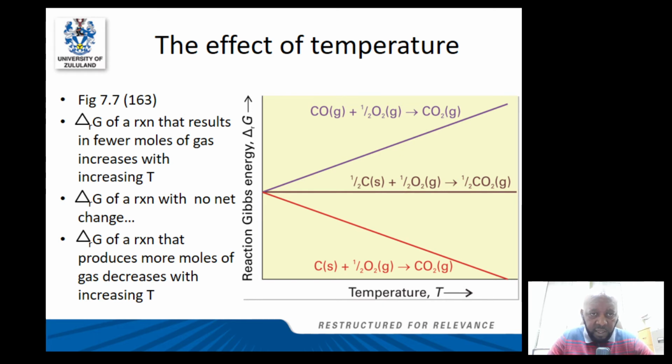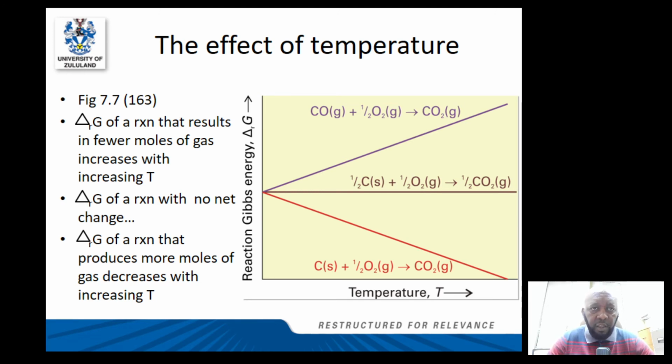So let's look at the number of moles. The reaction is carbon plus 1/2 oxygen, which gives us carbon dioxide. Looking at this reaction, you can see that the total number of moles of the reactant is 1/2, because we are omitting the number of moles for the solid substances. And the total number of moles of the product is just 1. As we can see, 1 is greater than 1/2. Therefore, this kind of reaction will decrease with increasing temperature.